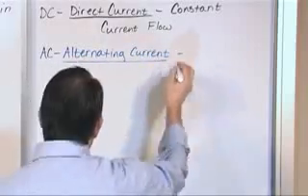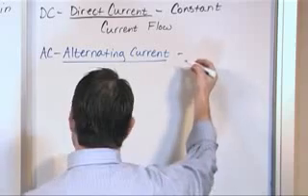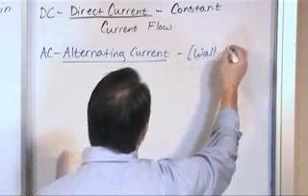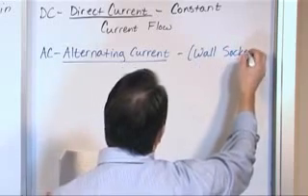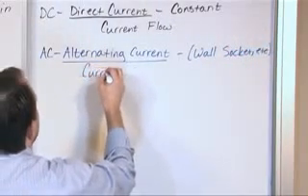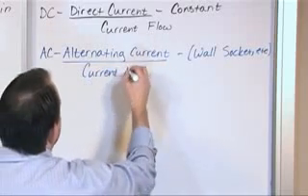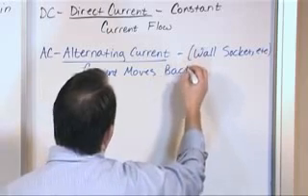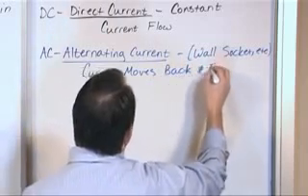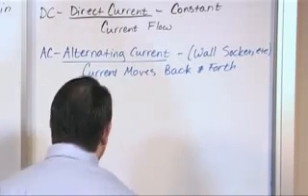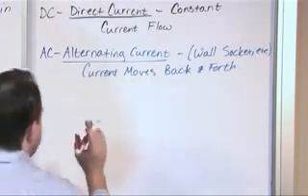Alternating current. And this means, well, exactly what it sounds like. It's a wall socket, and it means the current, for lack of a better word, moves back and forth. And this is actually much easier to understand with a drawing.